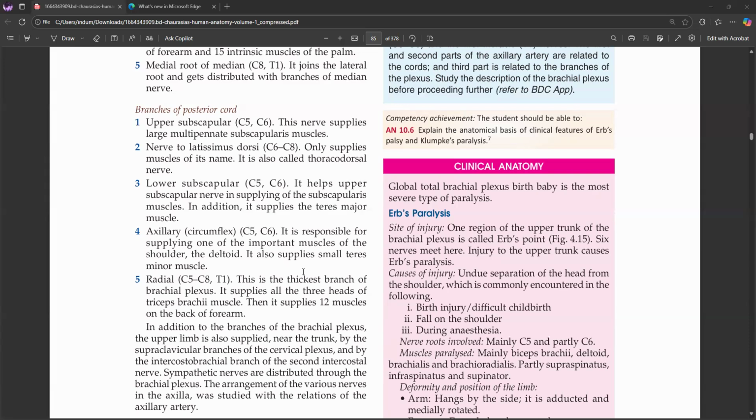Number 5, radial, C5 to C8, T1. This is the thickest branch of brachial plexus. It supplies all the 3 heads of the triceps brachii muscle. Then it supplies 12 muscles on the back of forearm.